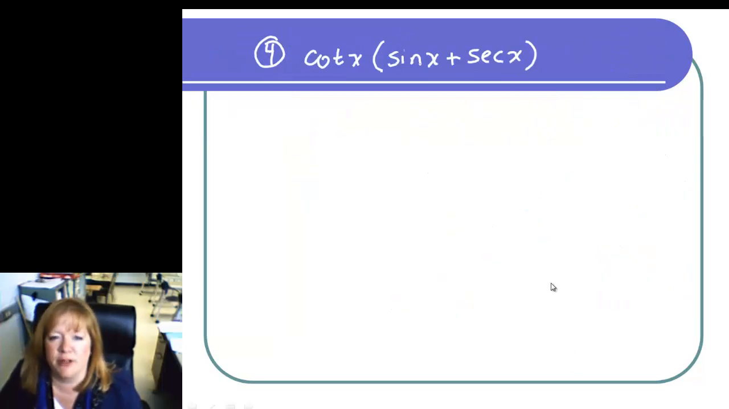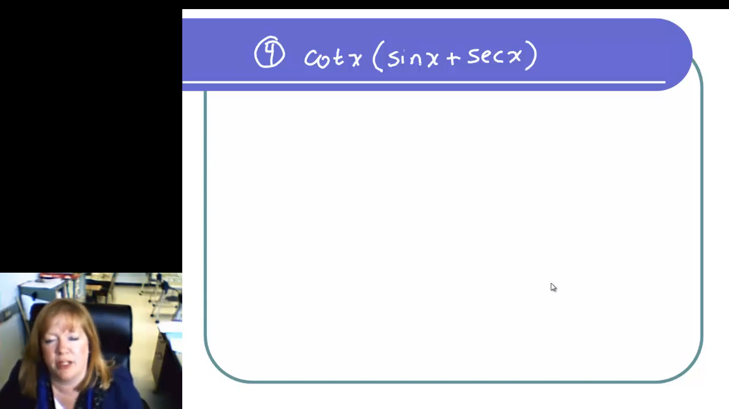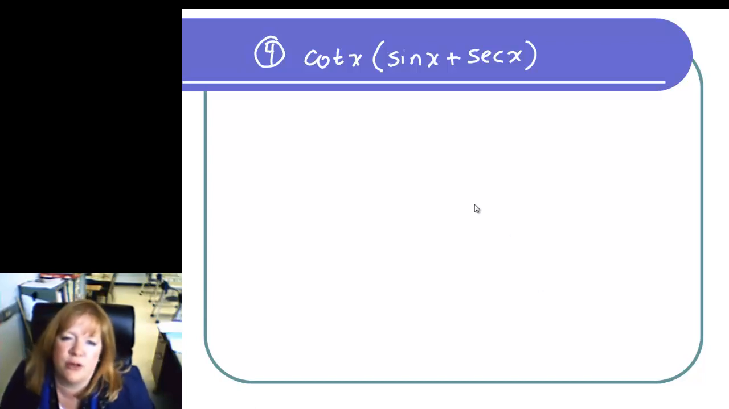Let's do another one where it says factor and simplify, or simplify the expression. The trouble most students have is knowing when they're finished with this. If you start getting more complicated, that's not making it simplified.